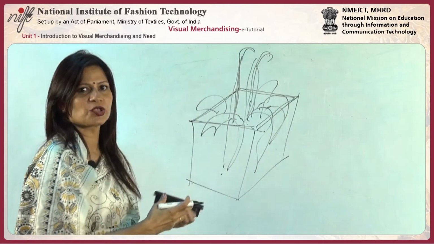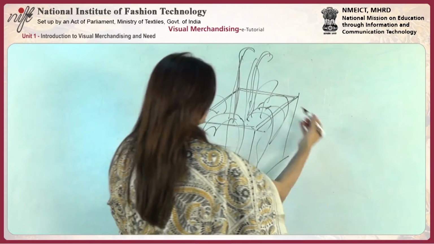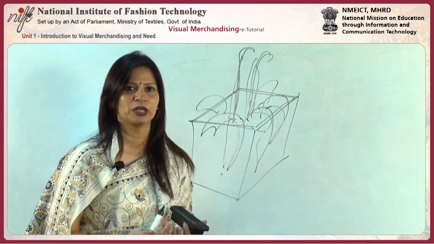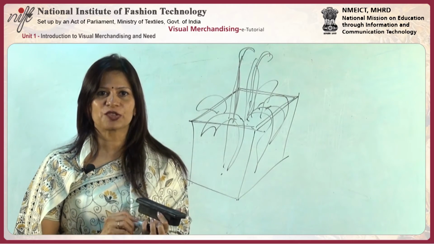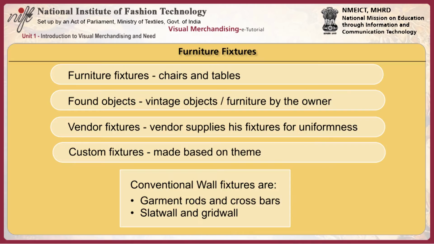Bins are normally used when there are discounts going on. And the cubes are something like what I showed in the previous sketch of the gondolas. They look the same as the gondolas. The next type are furniture fixtures. Now what are furniture fixtures? They are the chairs and the tables that are present in the store.